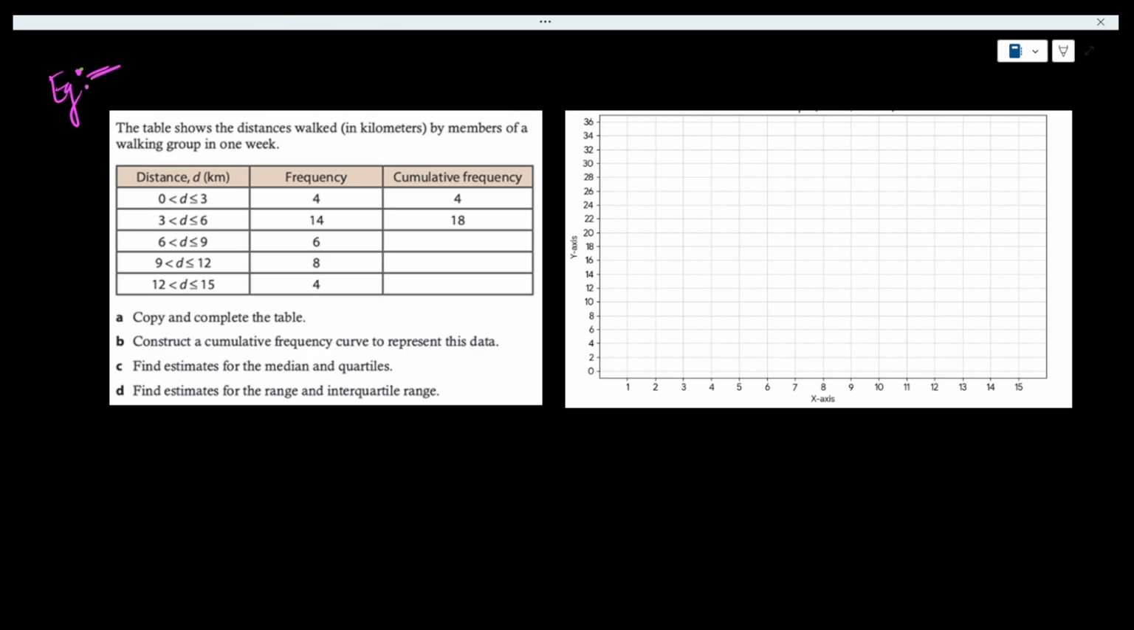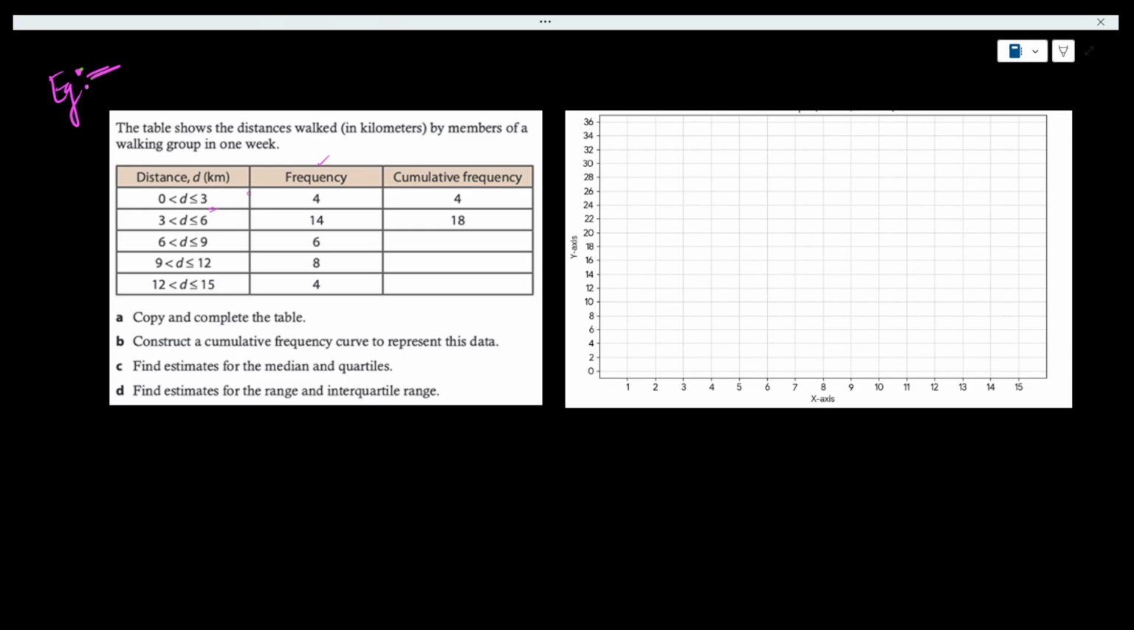If you will see here, the data is grouped. It's given here: the table shows the distance walked by members of a walking group in 1 week. So what is the distance here? There are 4 people who are walking 0 to 3 kilometer. Then 4 to 6 kilometer, 14 members. Then 7 to 9 kilometer, there are 6 members. Then 10 to 12 kilometer, 8 members. And 13 to 15, 4 members are there. So this is the frequency, the number of people who are walking.